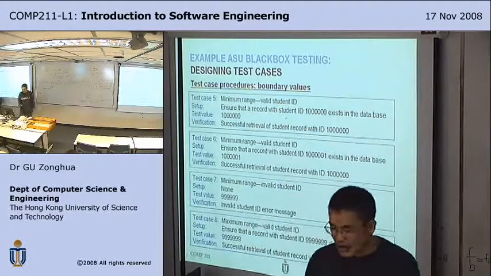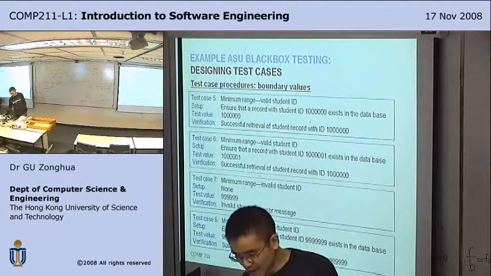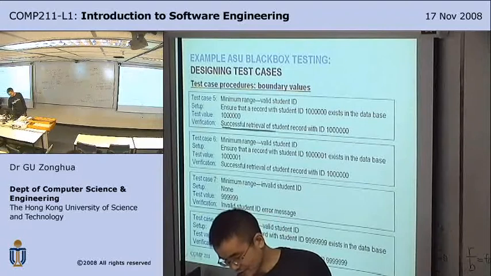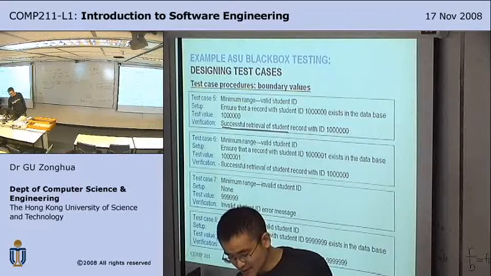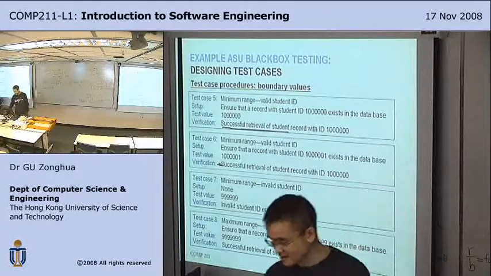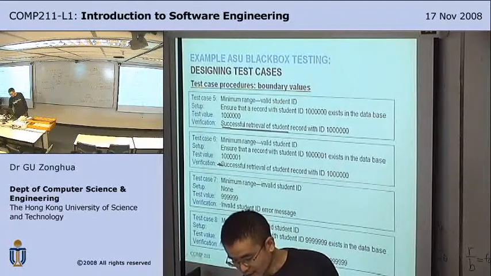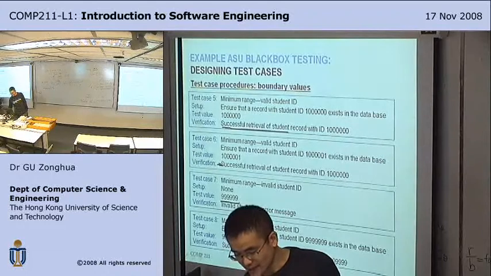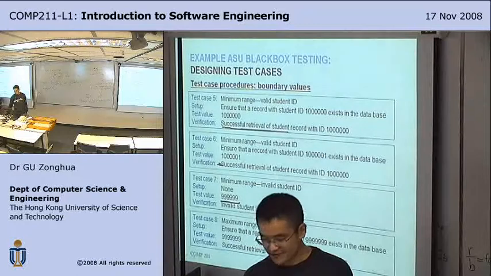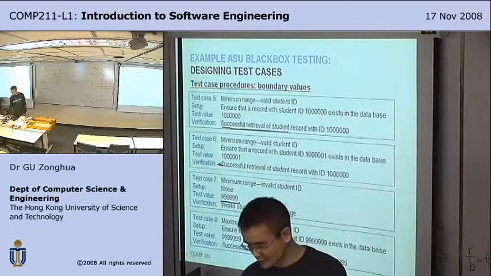And for the boundary values, you have the 6 cases we discussed. You have 1 million, successful retrieval should be the verification condition. Well, 1 million plus 1, successful retrieval. Notice here the setup is to ensure that a record with the student ID 1,000,001 exists in the database. And you pass in 1 less than 1 million, you get an invalid student ID error message. And similarly for the upper bound boundary values.